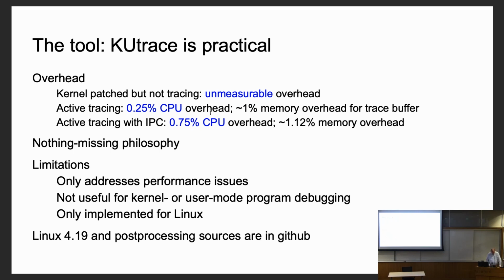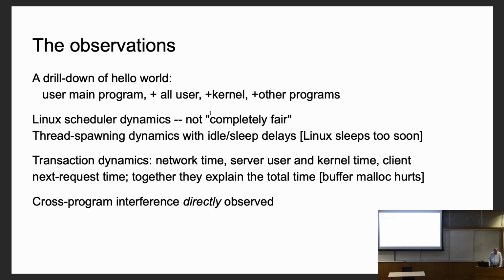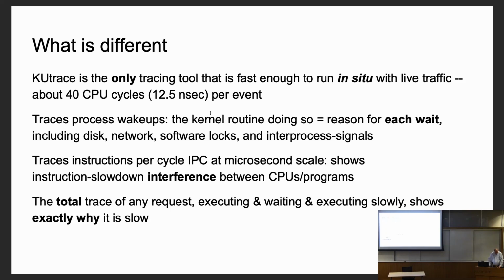So this is, I built one implementation for Linux. I've moved it across a couple versions of Linux. It takes about half an hour to put the patches from one version into another version. So we looked at Hello World. We looked at scheduler dynamics. We looked at transactions. We looked at cross-program interference. All of that you can see from this one simple mechanism of all the transitions, nothing else. So the thing that's different about this is the only tool, at least the only one I know of, that's fast enough you can run in situ with live traffic, both in the network traffic sense and in the road and airplane traffic sense.